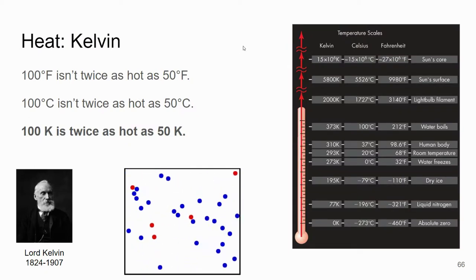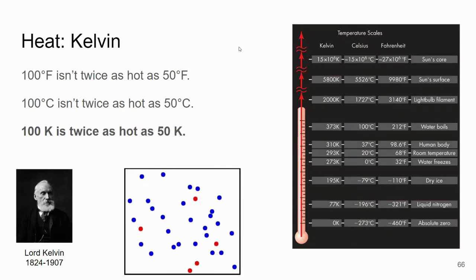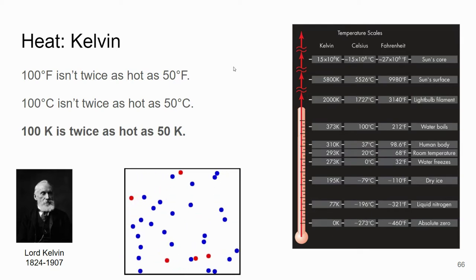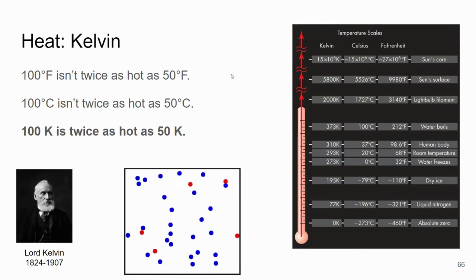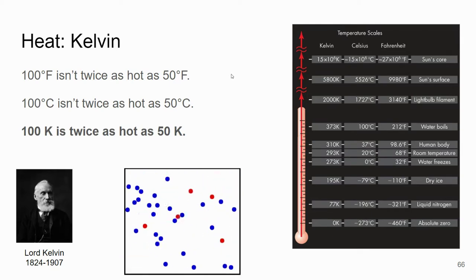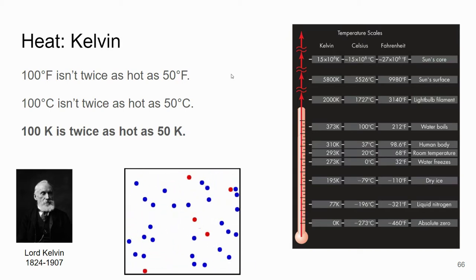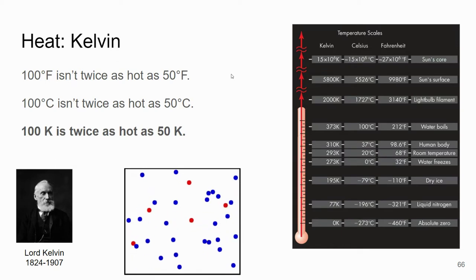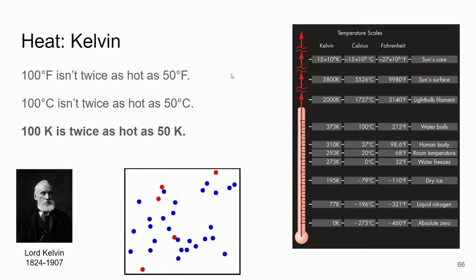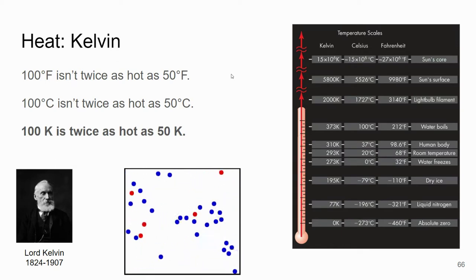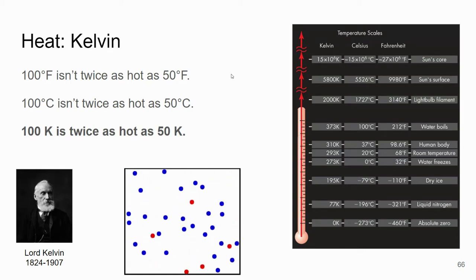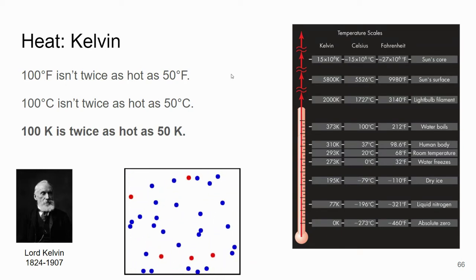So after that video, we started talking about heat. Think of this idea: 100 degrees Fahrenheit isn't actually twice as hot as 50 degrees Fahrenheit, and 100 degrees Celsius isn't actually twice as hot as 50 degrees Celsius. Neither of those things is how it works at all. However, 100 Kelvin is twice as hot as 50 Kelvin.